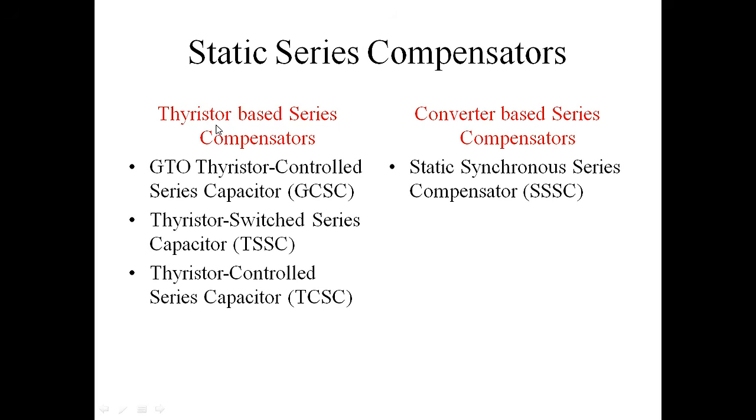Thyristor based series compensators are classified into three categories: GTO thyristor controlled series compensator, thyristor switched series compensator, and thyristor controlled series compensator. These three are thyristor based series compensators. Next, converter based compensators, voltage source converter based compensators, such as the static synchronous compensator. Thyristor based compensators use thyristors, and converter based series compensators use converters, VSI. Now I will explain the converter based series compensator.